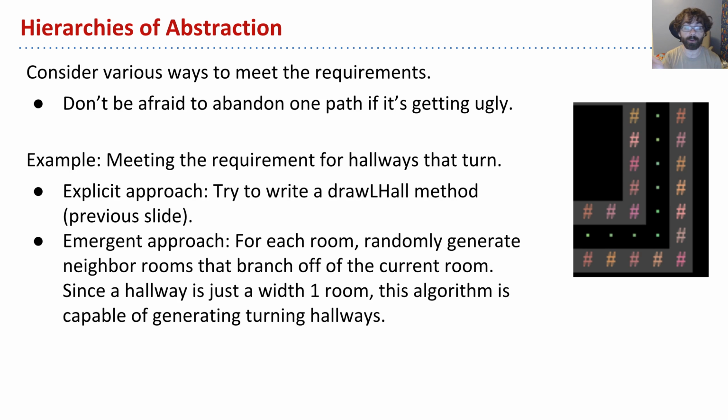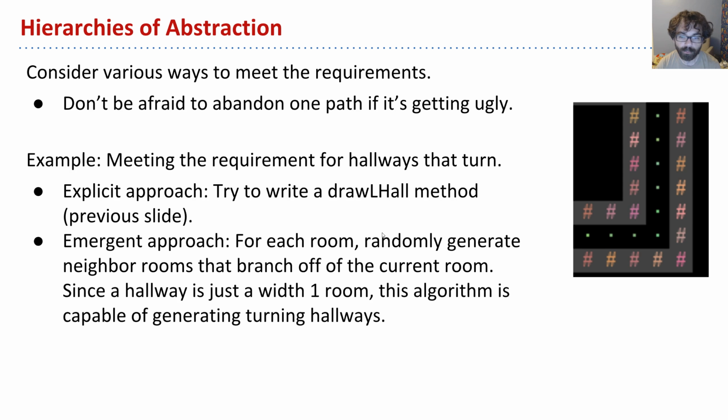And again, you're going to throw away lots of code, right? That's how it's going to go. So an alternate approach entirely, instead of trying to do L hallways at all, is to do what I'm going to call the emergent approach, as opposed to an explicit approach. So the emergent approach might be, okay, well, I'm just going to write a world generation algorithm that just happens to create L-shaped hallways instead of explicitly doing so.